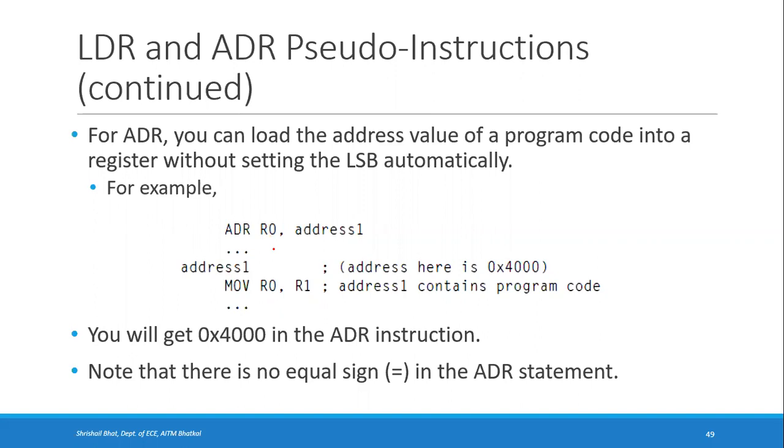So you can load the address value of a program code into a register without setting the LSB automatically. If you use LDR, the LSB will be set automatically. To avoid that, if you want the exact address, you can use ADR, wherein 4000 will be loaded into R0. Also there is no need for the equal sign as used in LDR. This way you can load the address of any instruction into any register by using the ADR instruction.